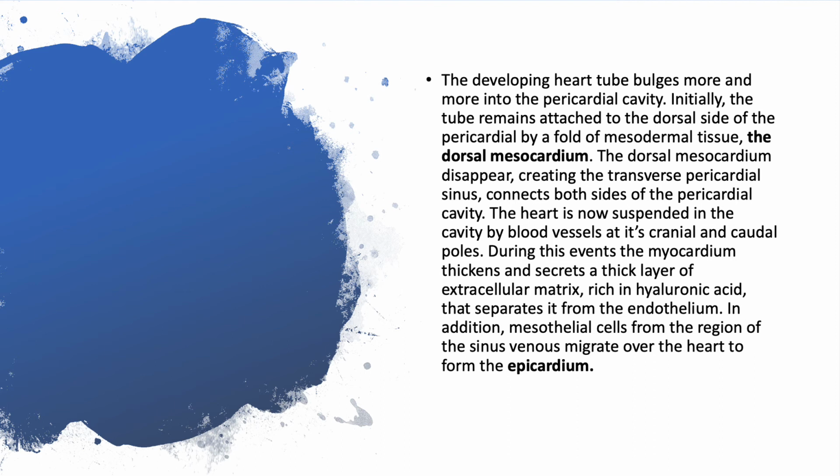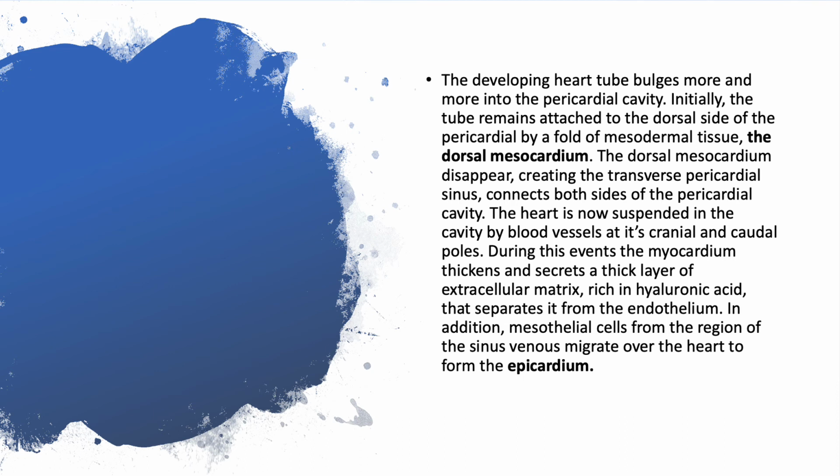Once the dorsal mesocardium disappears, a new structure called the transverse pericardial sinus will be created, as I said before, and we see in the last pictures there is a transverse pericardium area. This area resembles the transverse pericardial sinus. It is created after the disappearance of the dorsal mesocardium. This sinus connects both sides of the pericardial cavity.